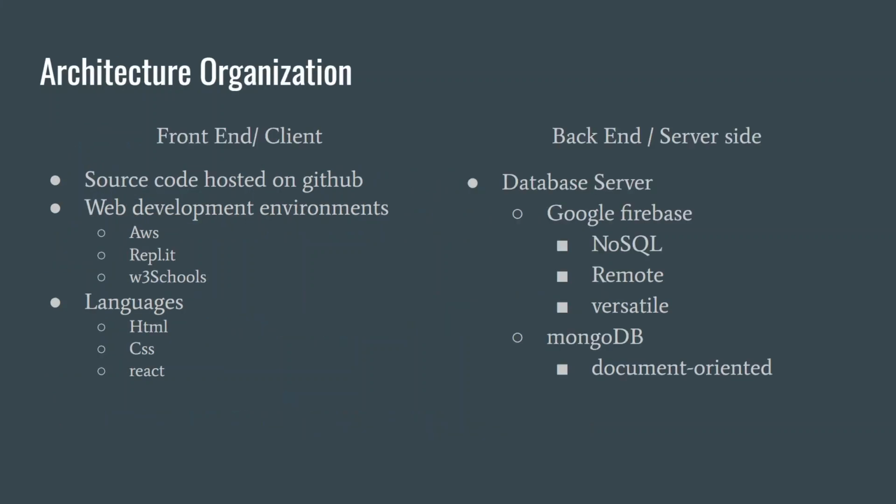Here is the organization of our architecture. In the front end, our source code will be hosted on the GitHub repository, and we plan to develop using AWS, Replit, or the W3Schools environments. As for languages, we want to support HTML, CSS, and React. For our backend, we plan to host our database servers on Google Firebase. It's remote, versatile, and classified as a NoSQL environment.